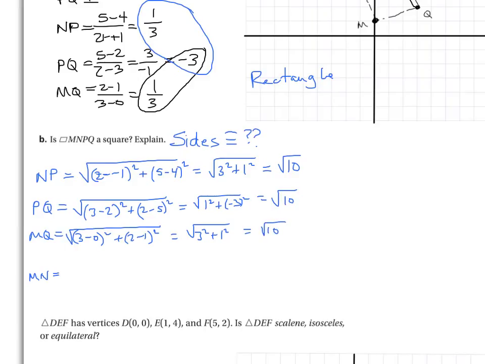Now, again, if you have 3 sides that are going to be the same, 99.9% of the time it's going to be the fourth. So is this a square? Again, I could find MN. MN is going to be the square root of 10 as well. Is this a square? Yes, it is a square. Why? Because all sides are congruent and you have all right angles.